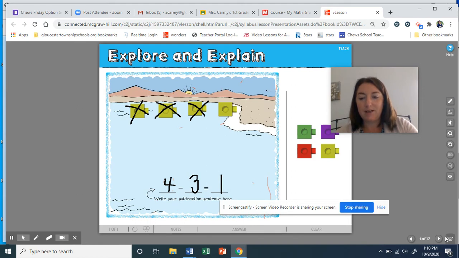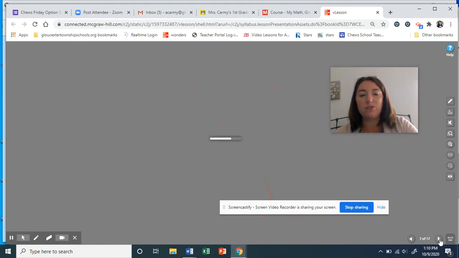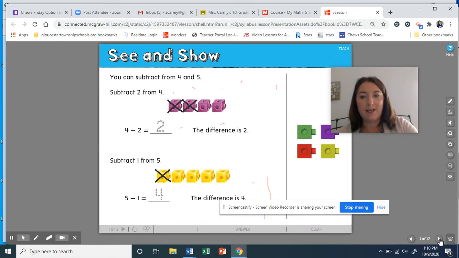All right, let's take a look at the see and show. So go ahead and turn your paper over to see and show. All right, it says you can subtract from 4 and 5. So look at this. When you subtract 2 from 4, if you start out with 4 connecting cubes and you take away 2, you're going to be left with 1, 2. And the difference is 2. And remember, the difference means the answer in a subtraction problem. So go ahead and trace that. 4 minus 2 equals 2.